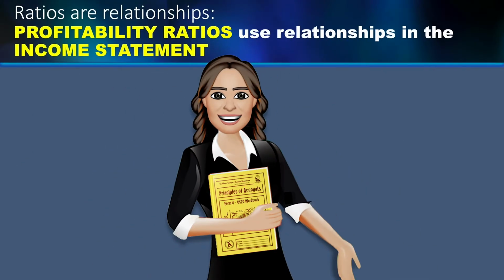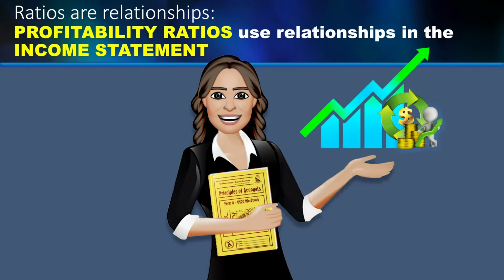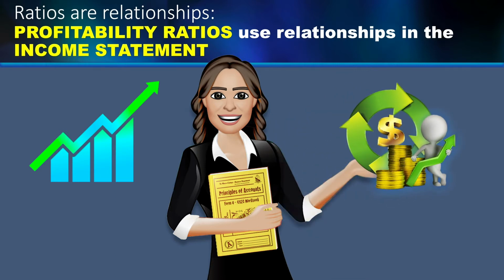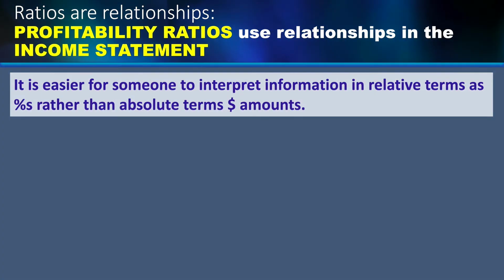So notice the emphasis is on that ratios are relationships. And since we are starting with the profitability ratios, these ratios use relationships mainly in the income statement, which is used to calculate your gross profit and your net profit. So it is easier for someone to interpret information in relative terms as percentages rather than in absolute dollar amounts.